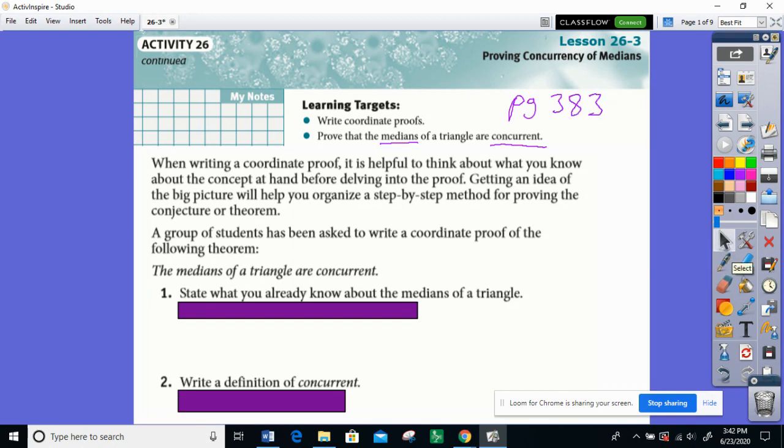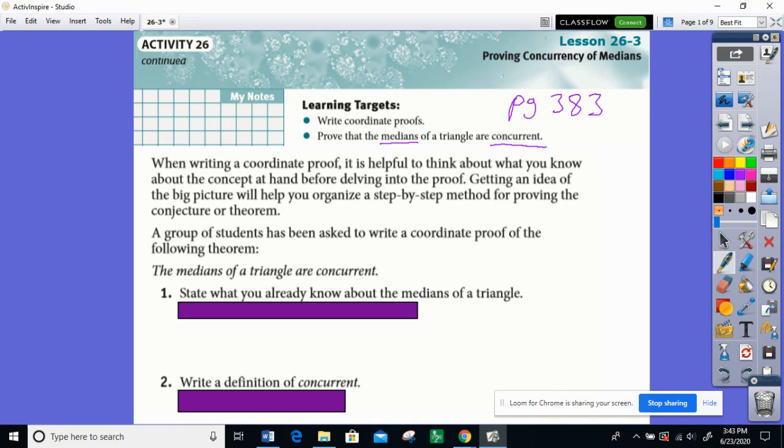So let's read this introductory statement. When writing a coordinate proof, it is helpful to think about what you know about the concept at hand before delving into the proof. Getting an idea of the big picture will help you organize a step-by-step method for proving the conjecture or theorem. A group of students has been asked to write a coordinate proof of the following theorem. The medians of a triangle are concurrent.